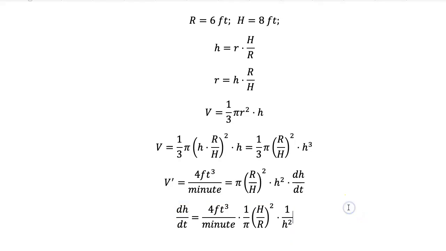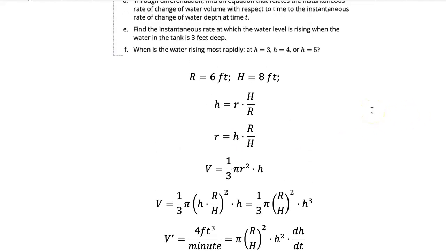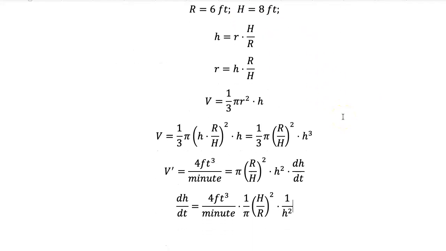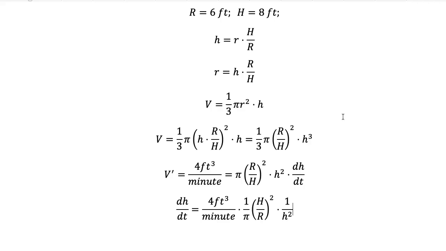And if we want to evaluate this when the height is, this is the change in height of the water, we know the volume of the water is changing at a constant rate of 4 cubic feet per minute, because that's where we're adding it. We can stick in the 3 feet in the problem and get what the instantaneous change in the height is when you hit 3 feet.